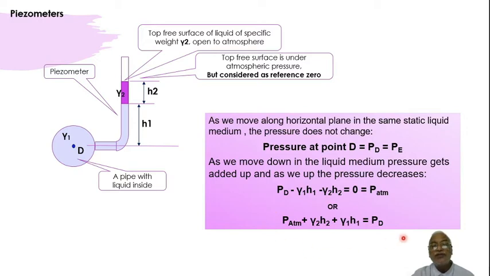Now how to write this equation, I'll explain. Okay, this is atmospheric pressure, P atmospheric. Then I go down. When I go down, the pressure gets added up in gamma 2 for a height of H2. So that's why I have written plus gamma 2 H2. Further I go down, again plus in gamma 1 through a height of H1. What I'll reach at this level is point D, so the pressure at point D will be the same. That's why it is equal to PD. That's how you have to analyze the piezometers.